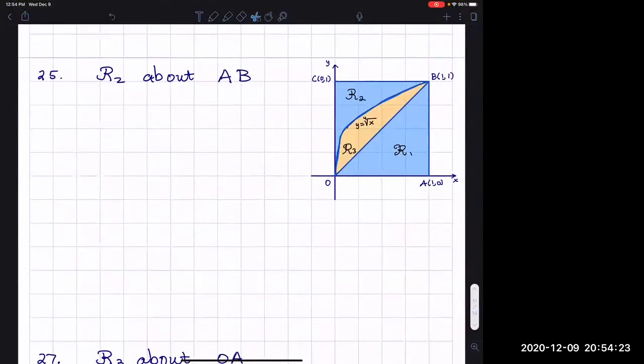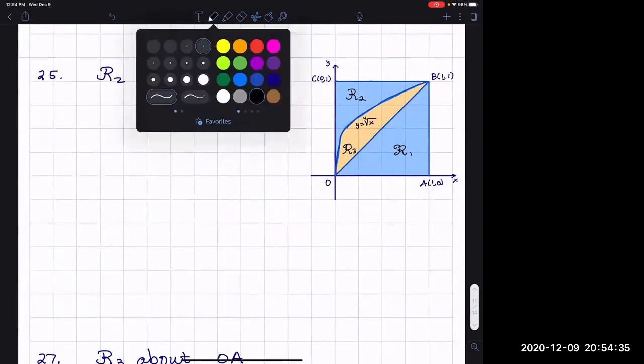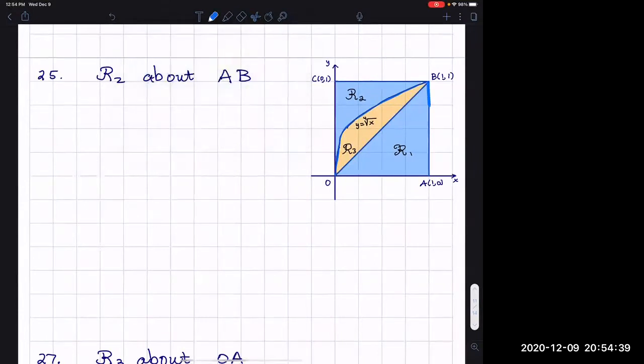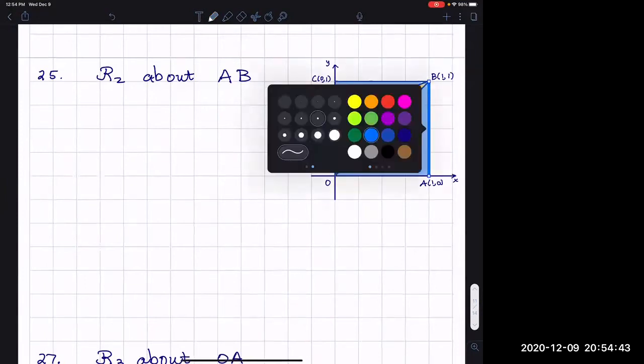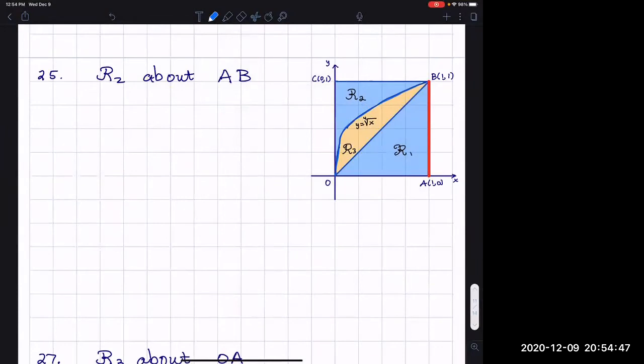All right, we're going to rotate the region R2 around AB, and we're going to try to find the volume of that solid. Now, AB is a vertical line, and let me darken that. So that's AB, and we have this region R2, and we're going to rotate around that.